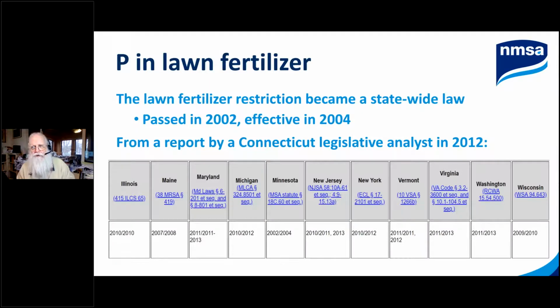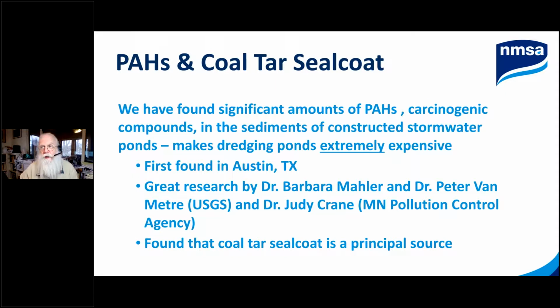What I'm showing here on this slide is a report done by a legislative analyst in the state of Connecticut about 10 years ago, showing that 11 states back then had passed similar sorts of fertilizer restrictions for phosphorus. Minnesota got there before everybody else. We're always pleased with that here, but a number of states did it. This only goes up until 2012. I honestly don't know if other states have adopted this, but it's good to see that there is some national implementation of this idea. With that, I'm going to move on to talk about PAHs.